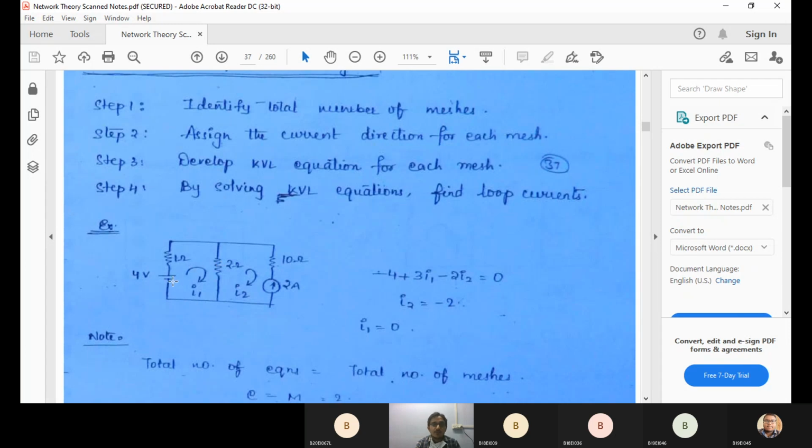Yes or no? In this particular 4 volts and 1 ohm, only current I1 is flowing. But the 2 ohm is a common one. When current I1 is in this direction, current I2 is in the opposite direction. So 2 into I1 minus I2. So this is minus 4 plus, current direction is this one, so this is positive and this is negative. So plus 1 into I1, next plus 2 into I1 minus I2 is equal to 0. If you simplify that, it will be minus 4 plus 3I1 minus 2I2 is equal to 0.